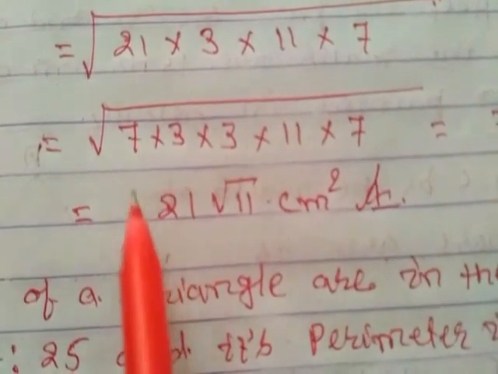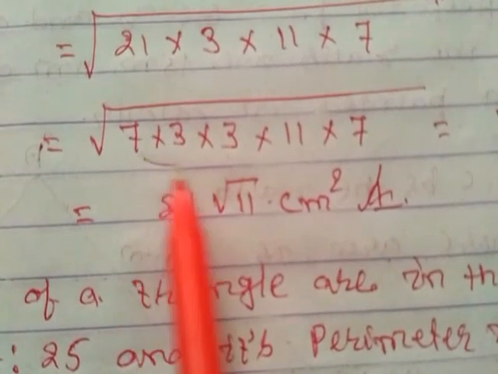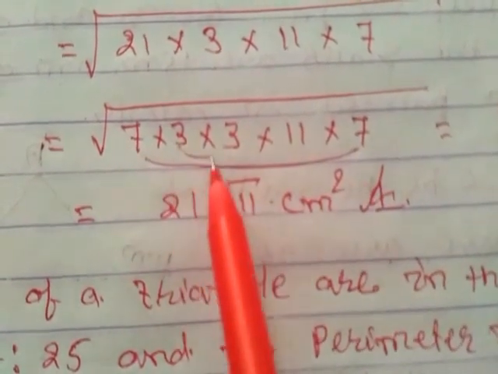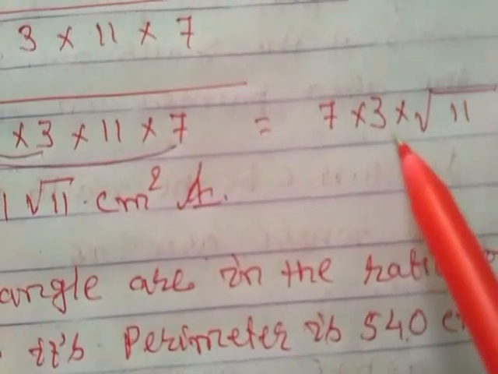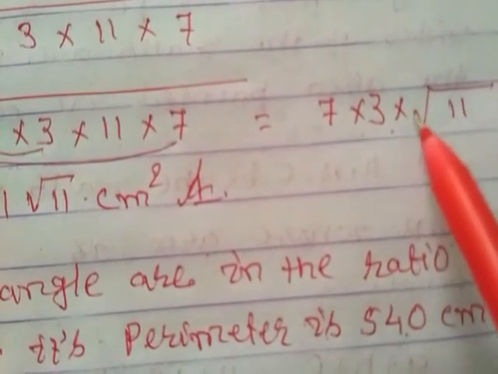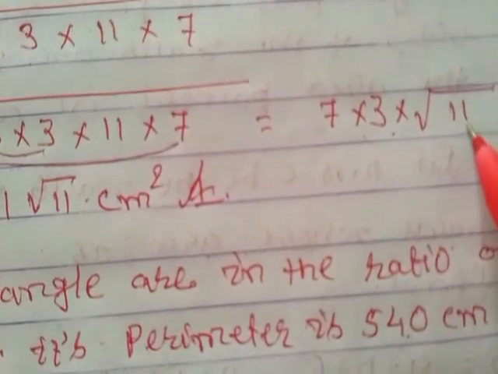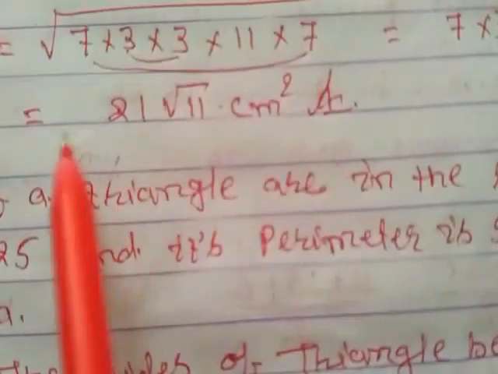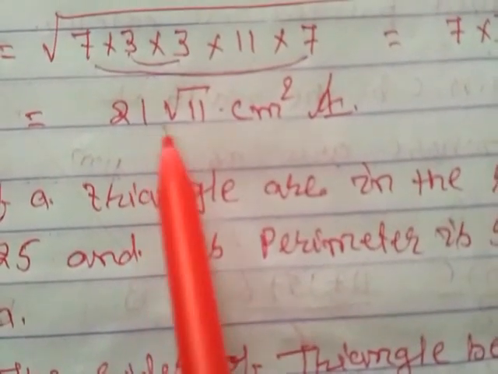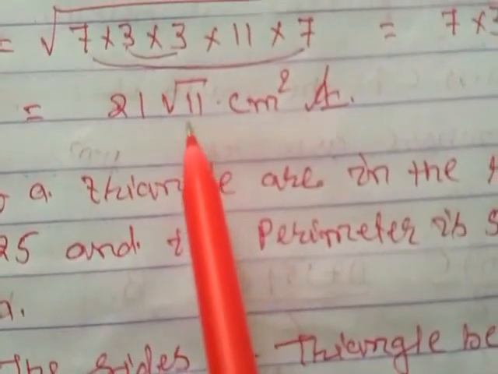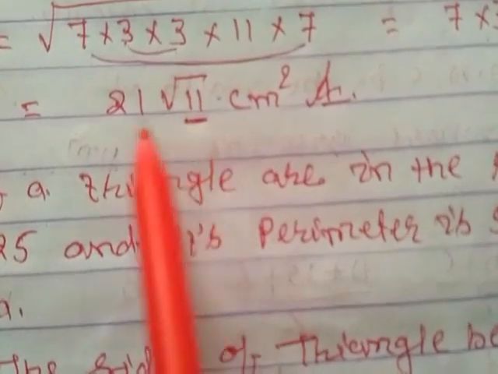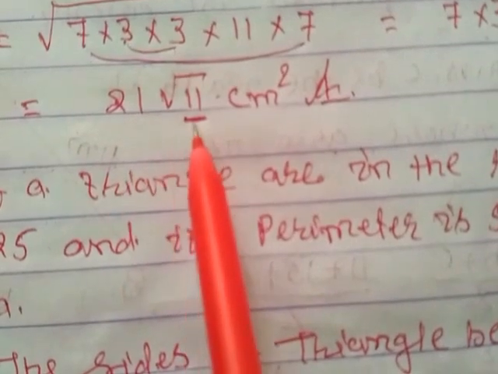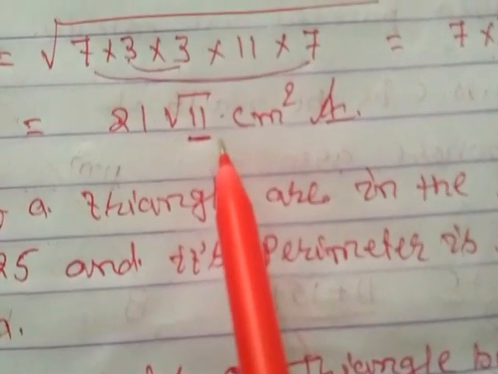Now we have 7s in pair and 3s in pair. So we take out one 7 and one 3 from that, and root 11 will lie inside the square root. On further multiplying, we have 21 root 11. Now you find the square root of 11, substitute here and multiply it by 21. You will get the required solution.